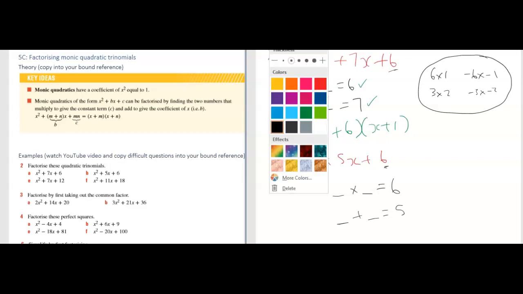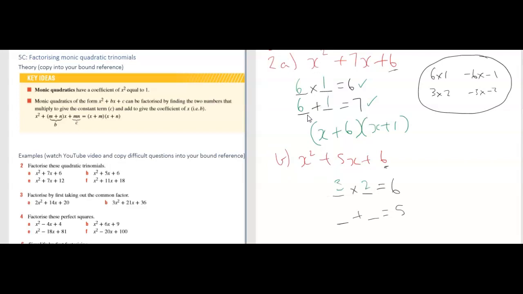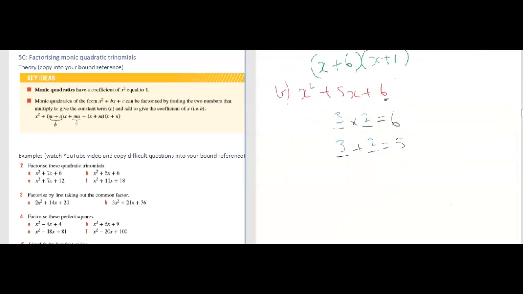I know 3 times 2 is equal to 6, and when we add them, we get 5. So when we factorize that expression, we have x plus 3, x plus 2. It doesn't matter what order you put it in, because we're multiplying. So that is the same as x plus 2, x plus 3. It's the same thing.